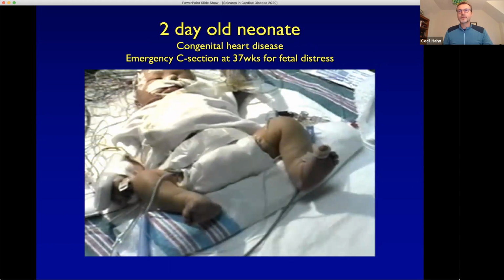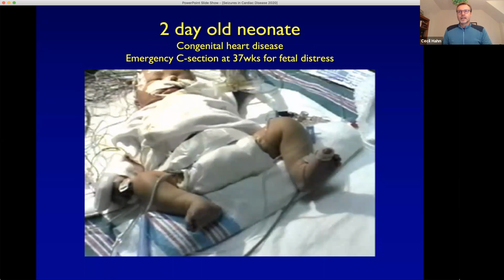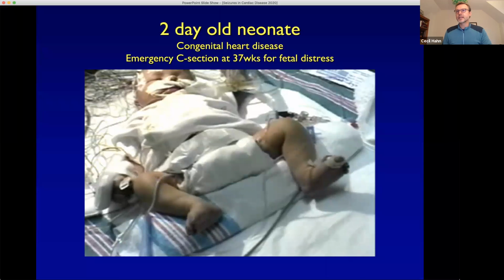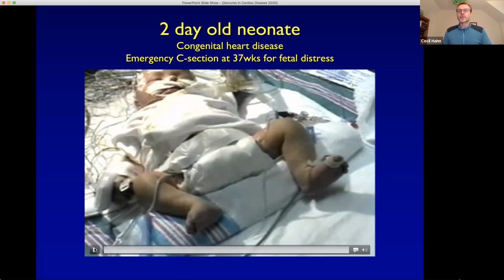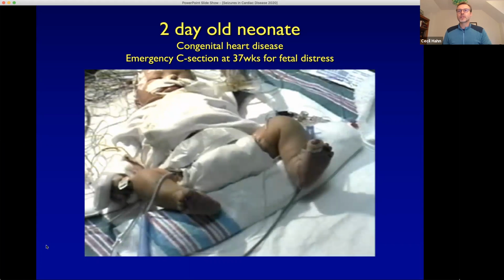So this is a 2-day-old neonate with congenital heart disease. You can see quite sick, ventilated, and you notice some unusual movements. We're going to come back to this. I'm going to show the video one more time.